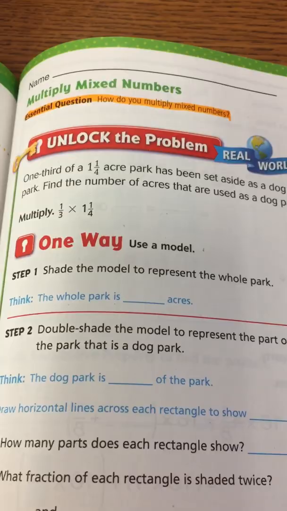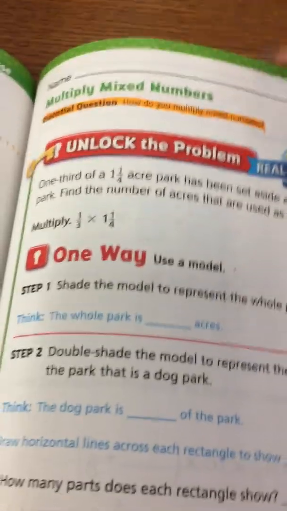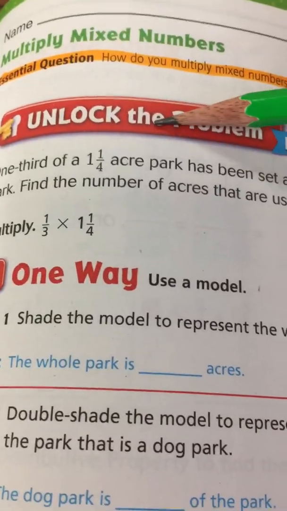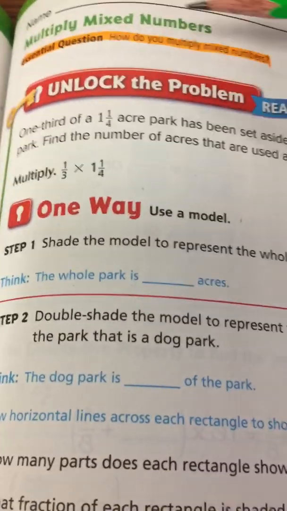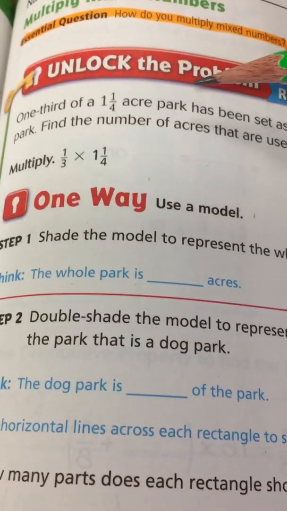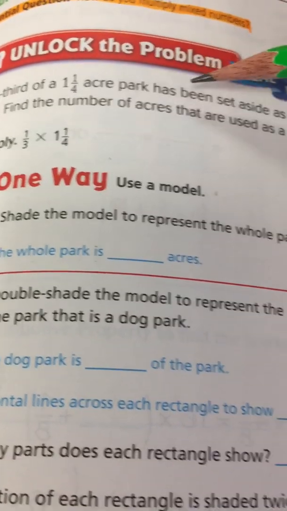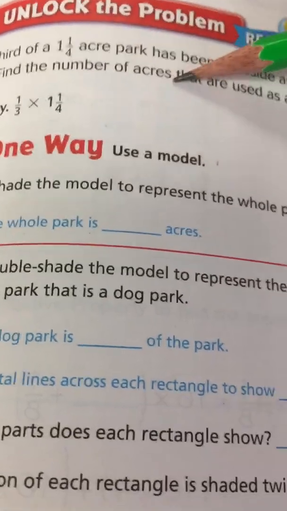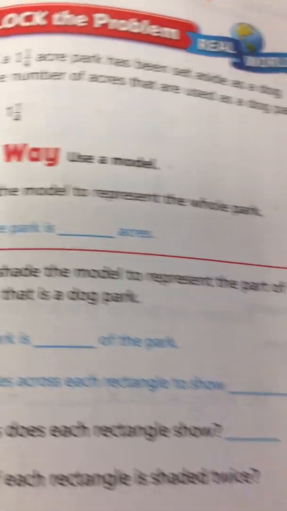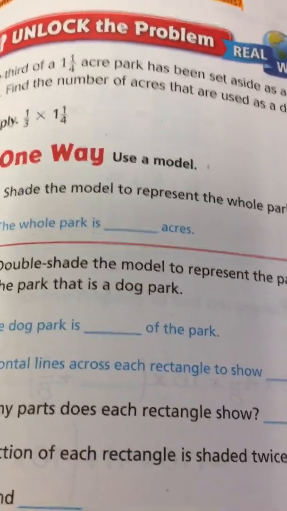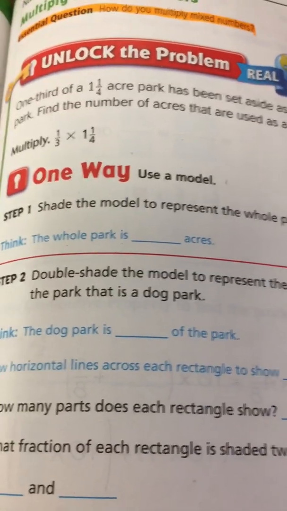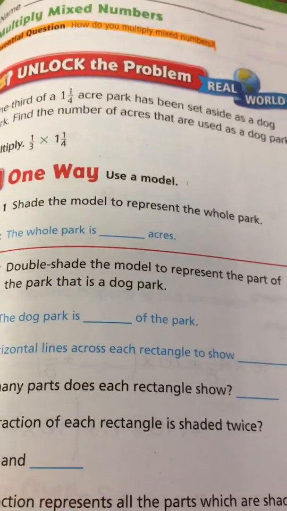Alright, so here is what we're doing. We are going to multiply mixed numbers. Let's unlock the problem. 1/3 of a 1 1/4 acre park has been set aside as a dog park. Find the number of acres that are used as a dog park. First thing you're going to do is highlight the 3 events. So go ahead and do that.